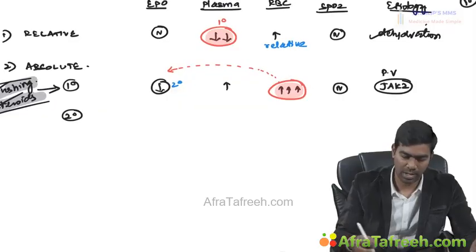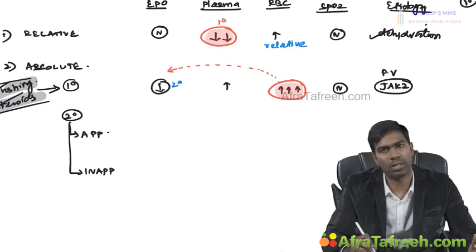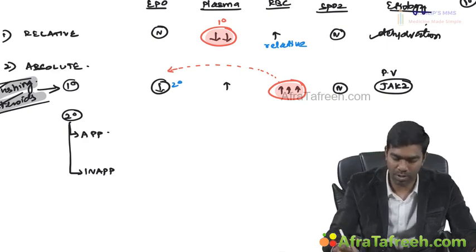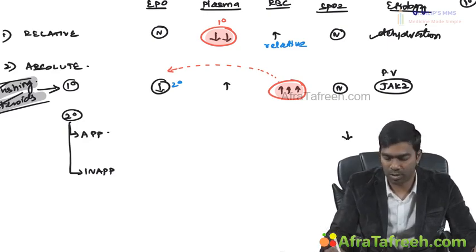Secondary polycythemia, again, you have two types. One is called appropriate secondary polycythemia, and the second one is called inappropriate secondary polycythemia. What do you mean by an appropriate secondary polycythemia? It is due to low saturation, that is due to hypoxia. This is the main problem here. This is the primary issue here.